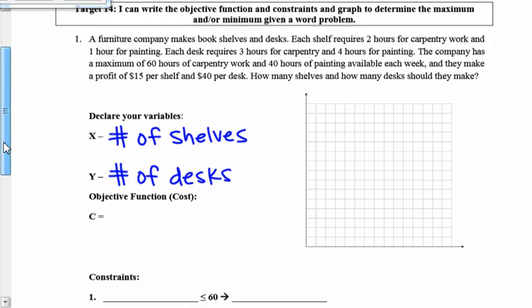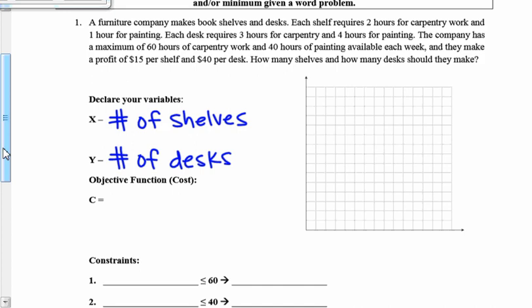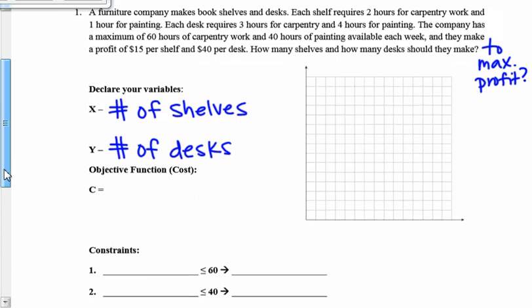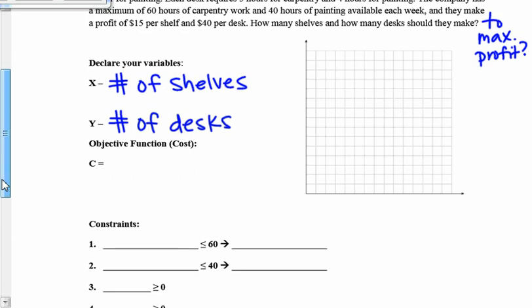All right, and then also in the word problem, it doesn't say maximize. I forgot to add that in there. How many desks and shelves should they make to max profit? It will be spelled out in the target checks, quizzes, and tests and stuff. Or just the test, I mean.